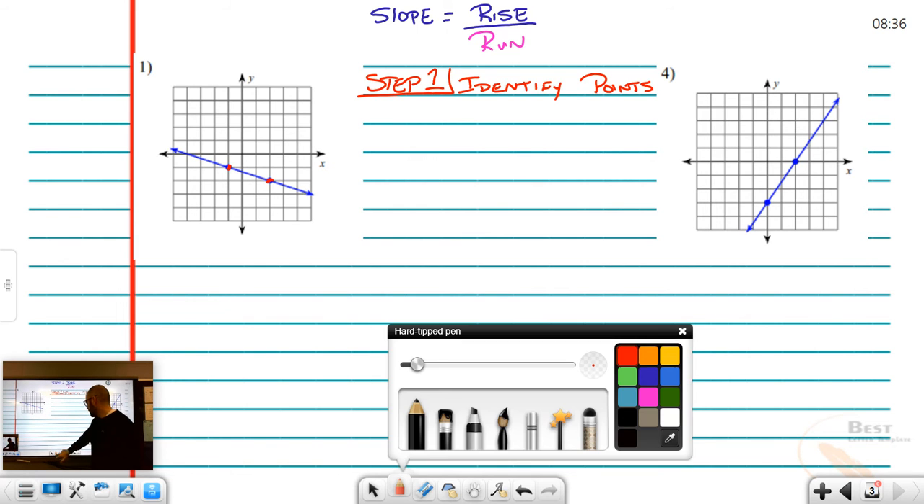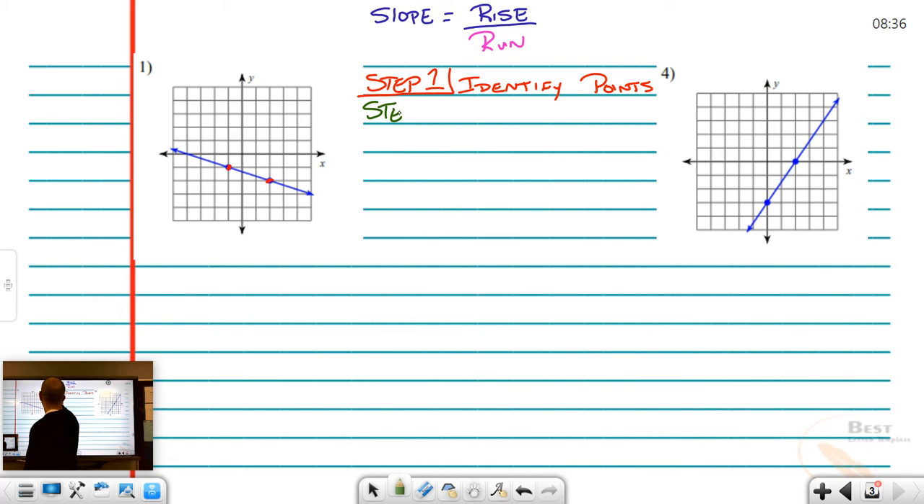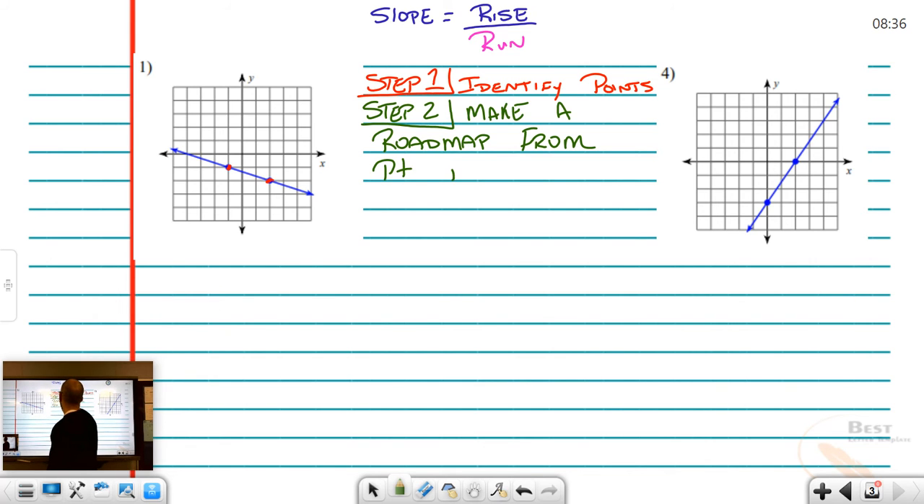Okay. And the second step is we're going to make what I call a road map. Okay. Road map, you'll hear me call it stair treads. Okay. So we're going to make a road map from point to point. Basically our road map is when you follow a map on the road, you have to follow the roads. Okay. We can't just take our car and drive to the woods. All right. So we're going to follow our map.